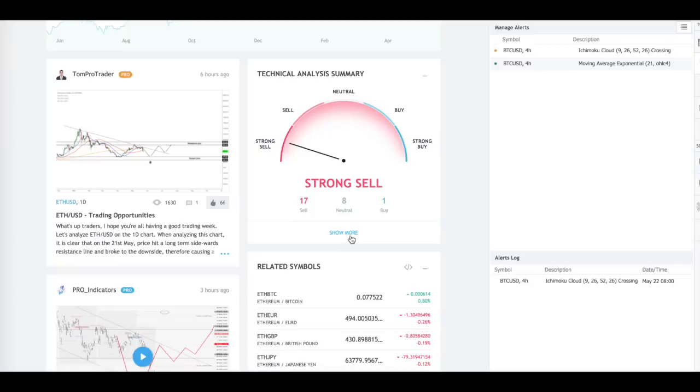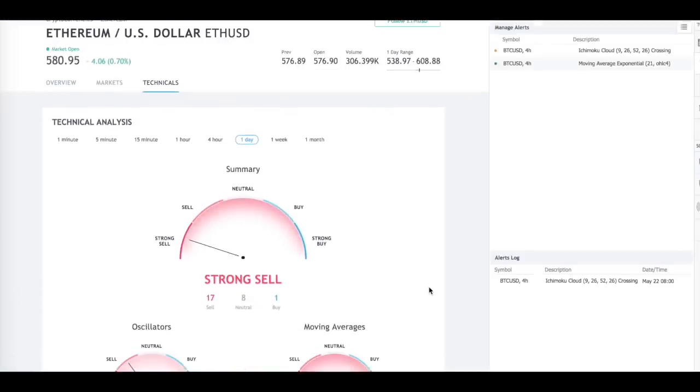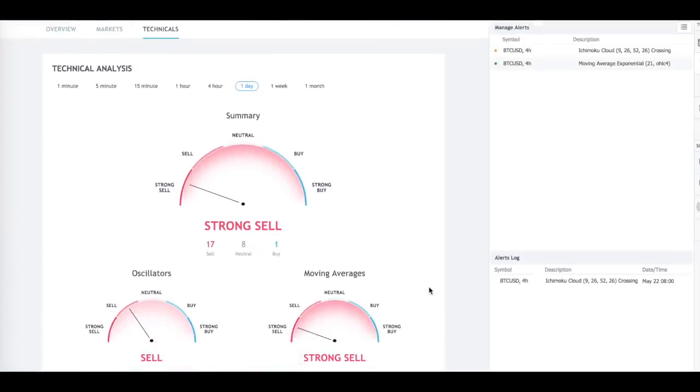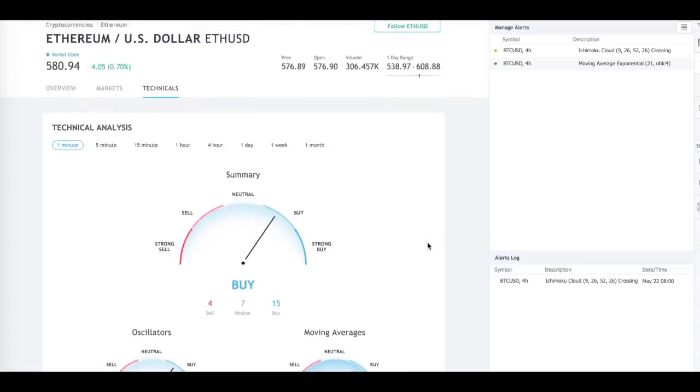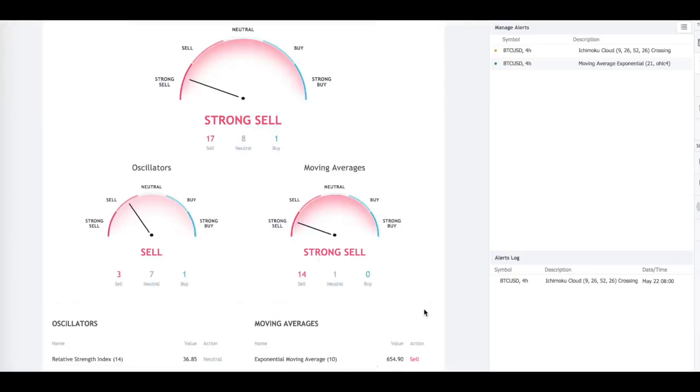But if we go to show more, then you can see a summary of the different indicators that are being used or that this is evaluating. And you can do it on different time frames. Let's see if anything changes when we go to the 1 minute. Okay, now on the 1 minute, it's showing that we might want to buy some Ethereum. So we'll just stay with the 1 day. This is the overall: 17 indicators are indicating to sell, 8 are neutral, and 1 is saying buy.